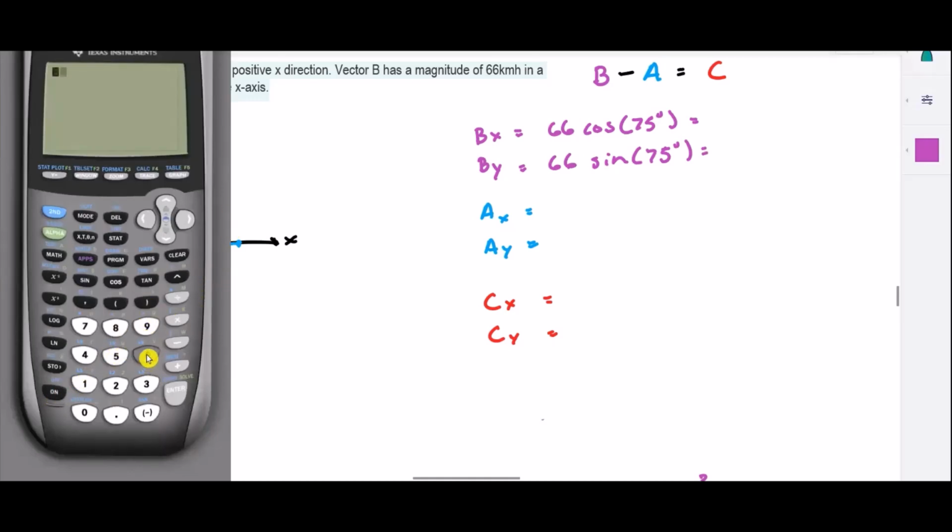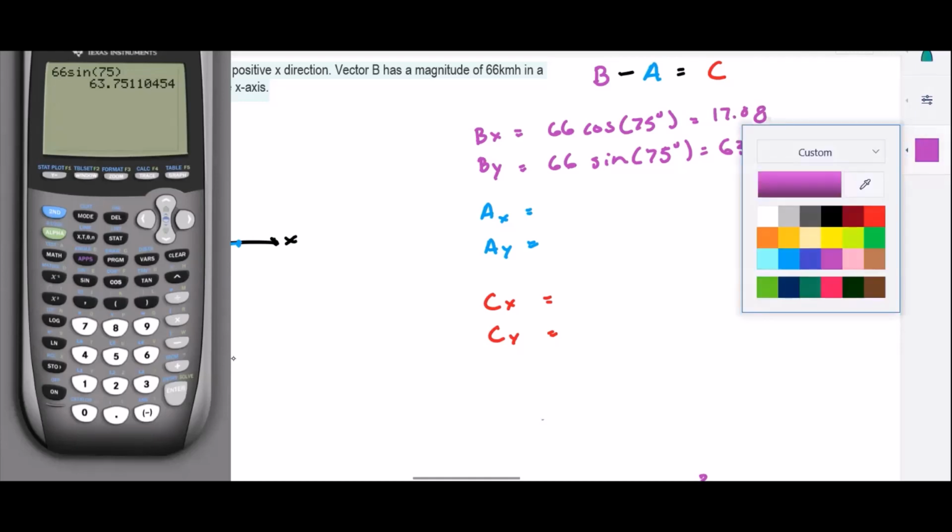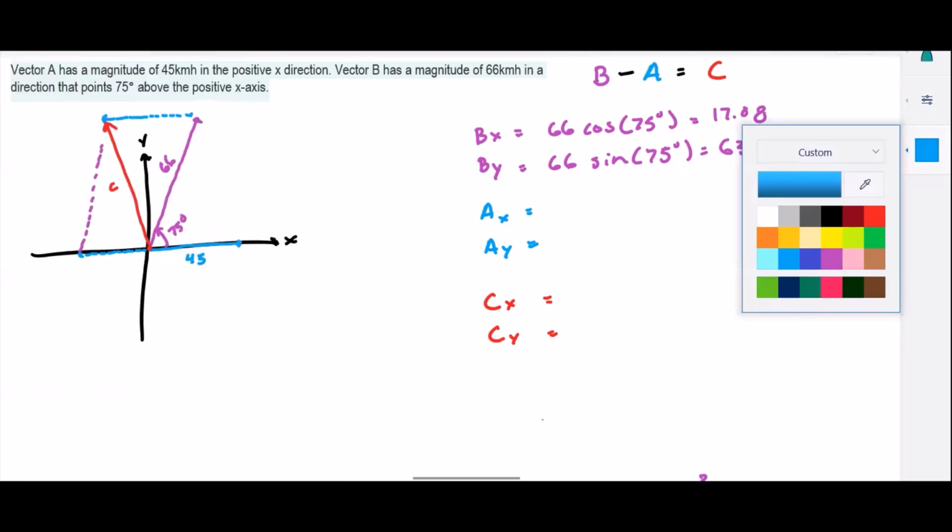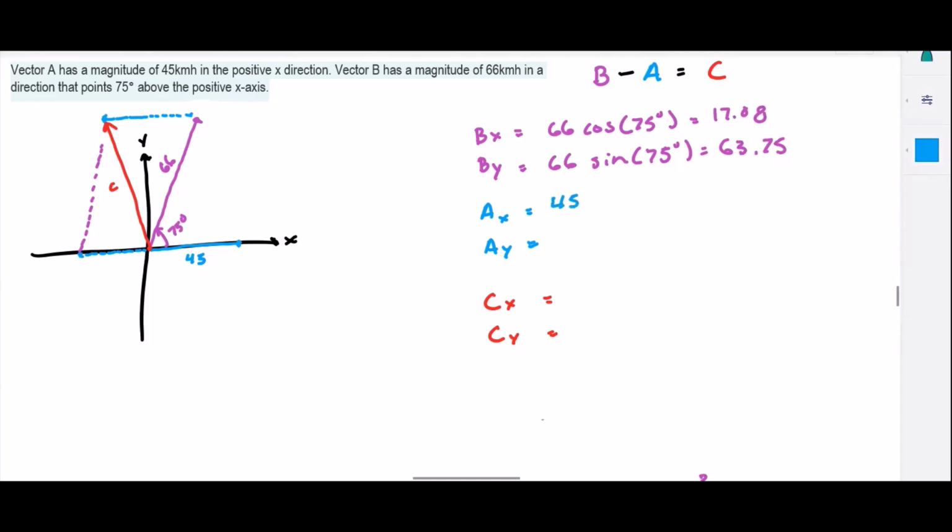Okay, so 66 cosine 75 degrees. So the x component of B is 17.08. 66 sine 75 is maybe 63.75. Okay, let's find the components of A. A is actually pretty darn simple because it's at an angle of 0. So the x component would have to be 45 because that's how far it points in the x direction, and it doesn't point up or down, so it's just 0 there for the y.